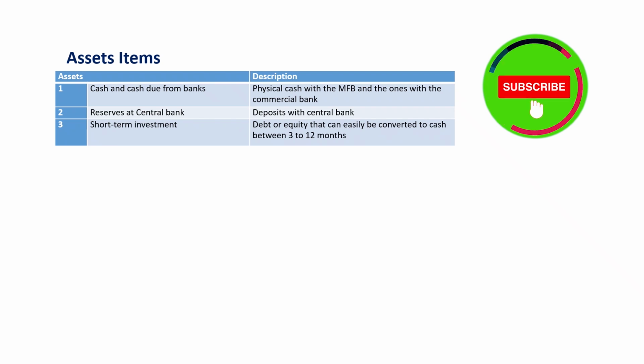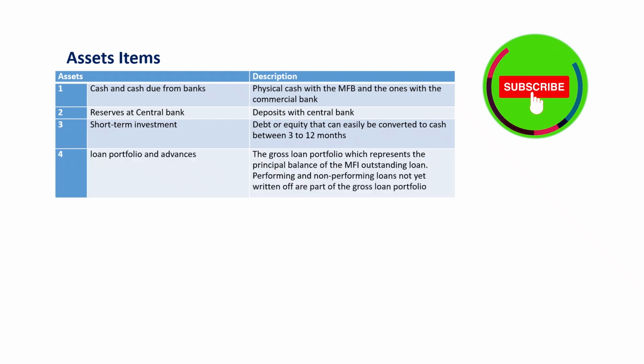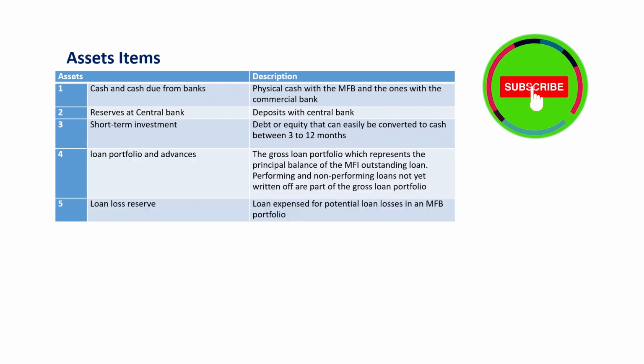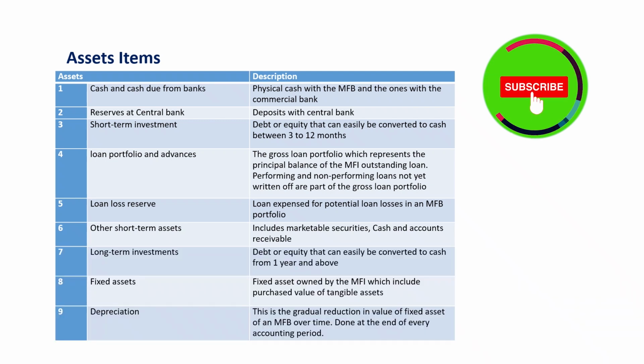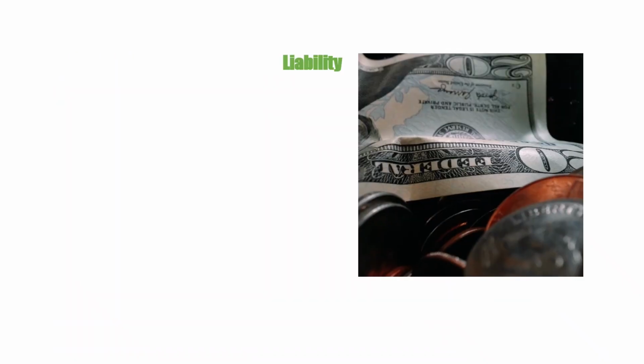Reserves at central bank, short-term investment, loan portfolio, and advances. Loan loss reserve, other short-term assets, long-term investments, fixed assets, and depreciation. As seen in the total, only items 1 to 8 can be summed up. You can pause the video lecture to have a better read of the item descriptions.